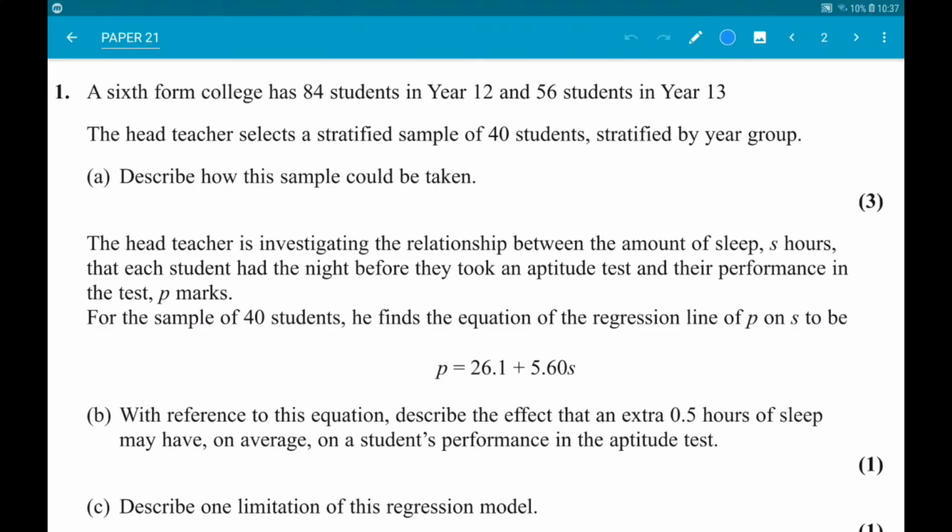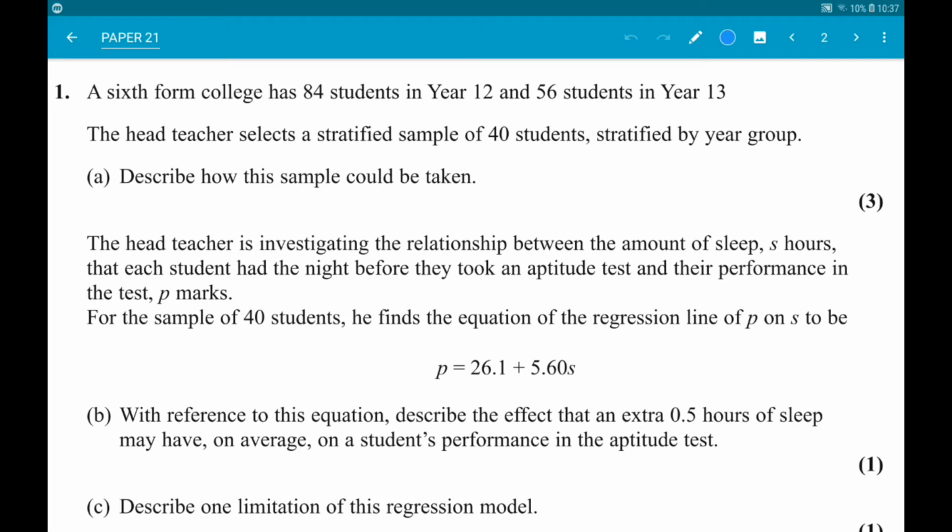Morning guys, this is paper 2-1, which means statistics. Number 1, a sixth form college has 84 students in year 12 and 56 students in year 13. The head teacher takes a stratified sample of 40 students, stratified by year. Part A. Describe how this sample could be taken.